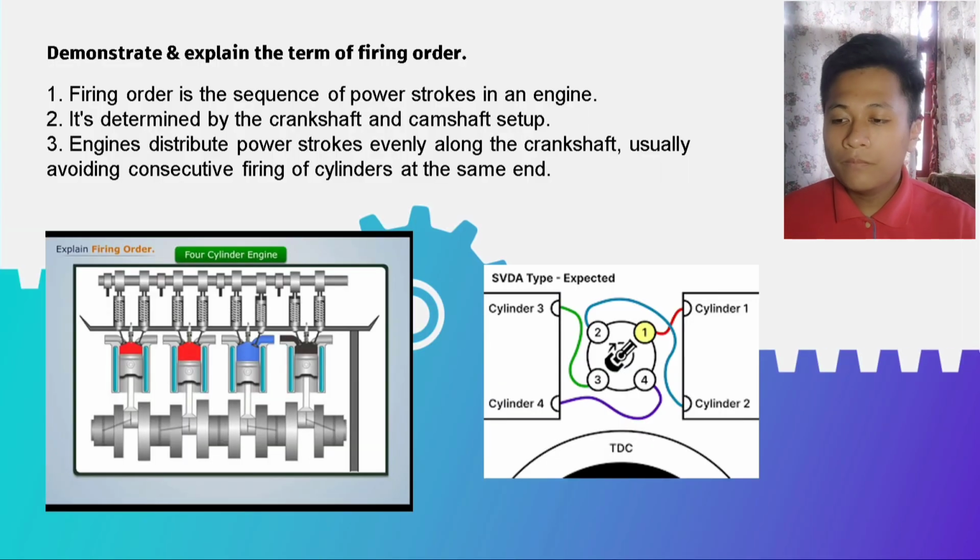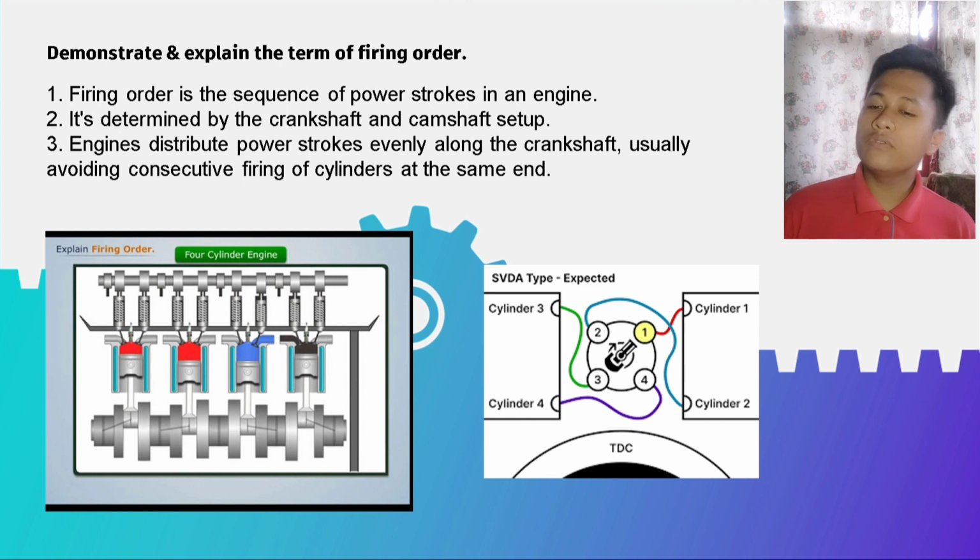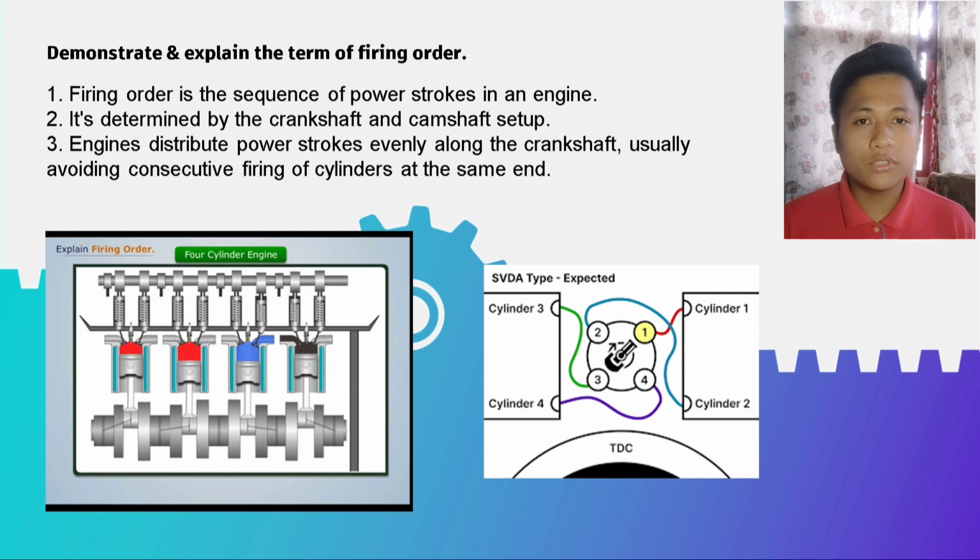Okay, for the next question, question 2. Demonstrate and explain the term firing order. Firing order is the sequence in which the cylinders deliver their power strokes. It is designed into the engine. The crank pin and crankshaft arrangement determine the firing order. In most engines, the firing order evenly distributes the power strokes along the crankshaft. Most designs avoid firing two cylinders one after the other at the same end of the crankshaft. Firing order for the same type of engine may differ.